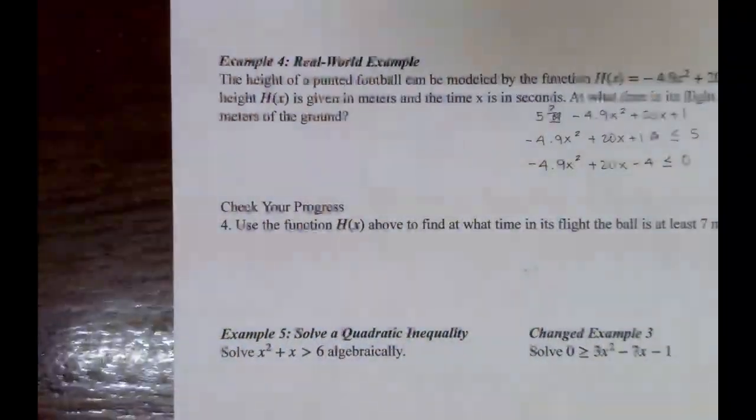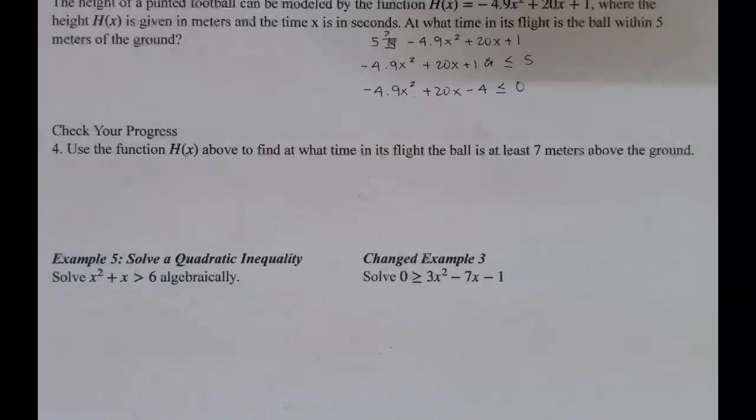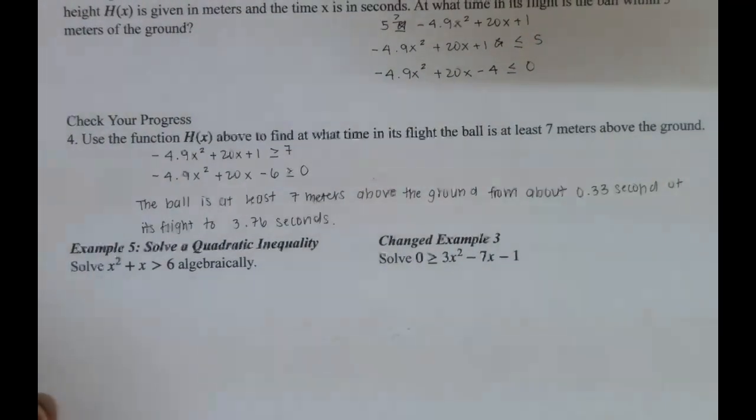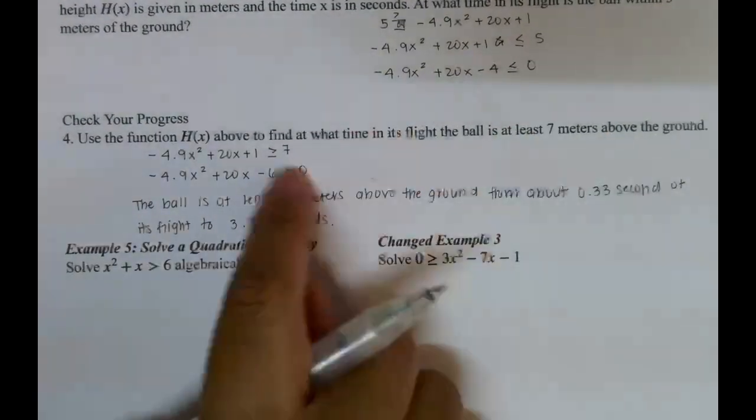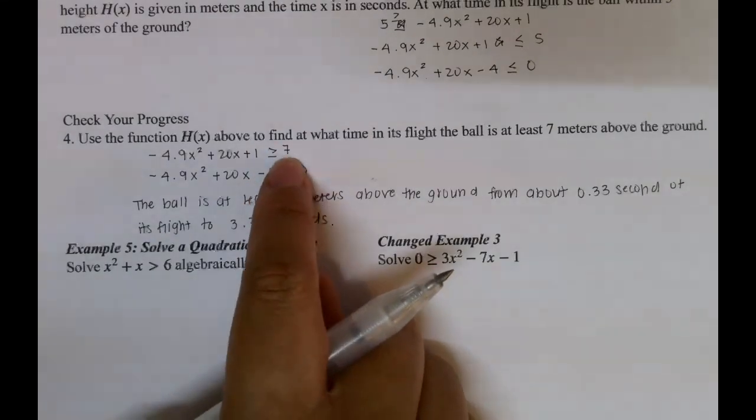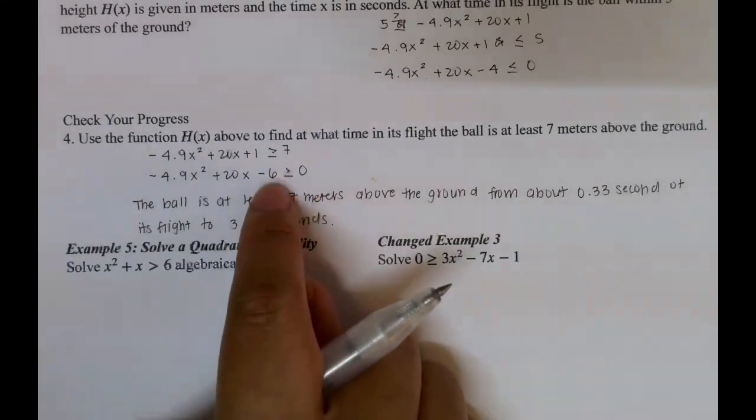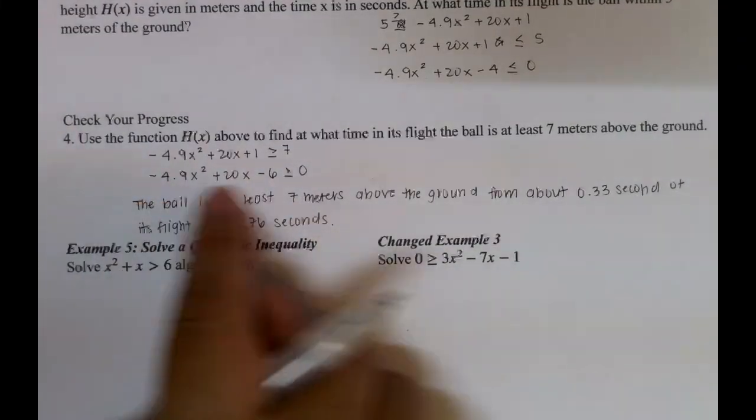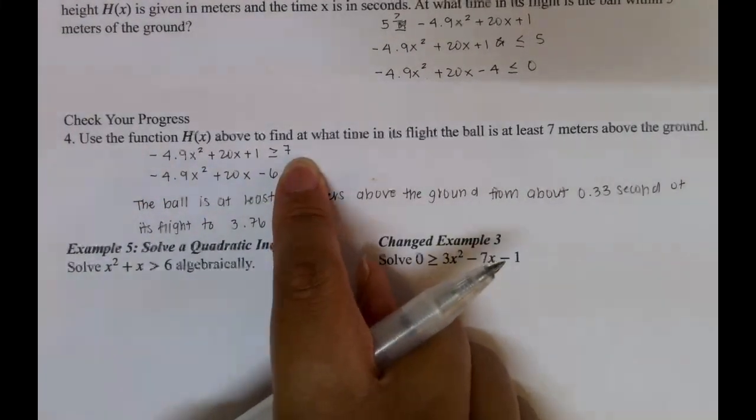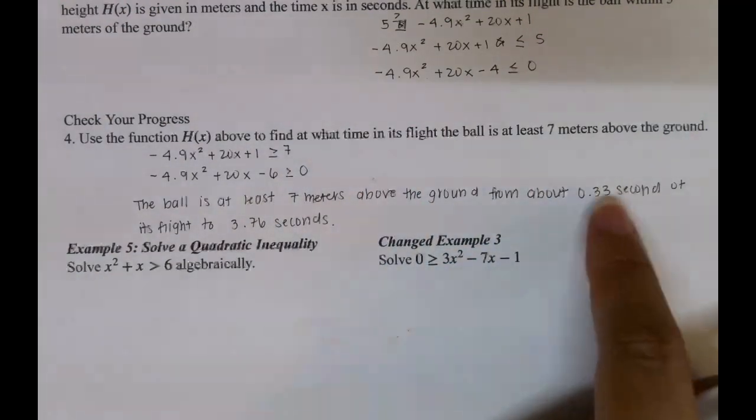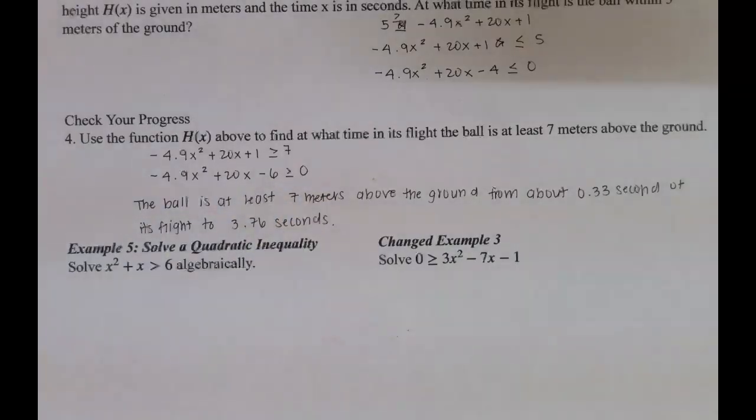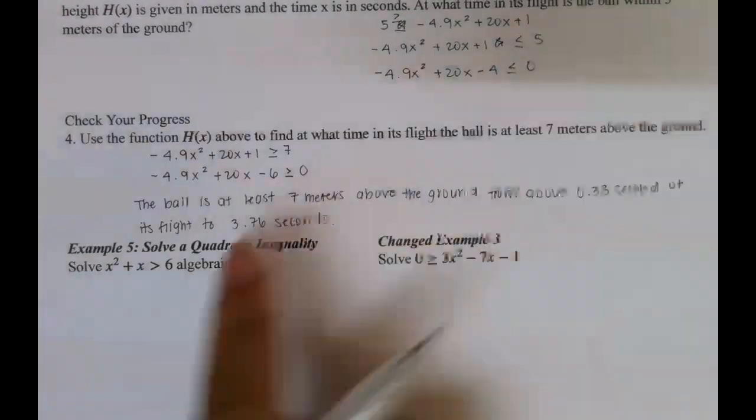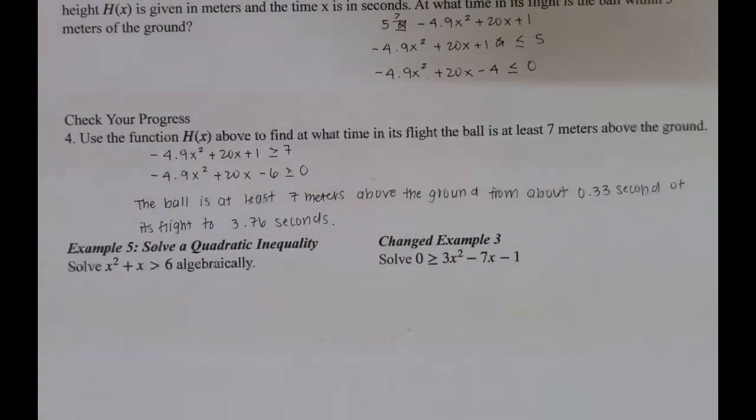Okay, so then I'm going to have you try CYP4, and then once you're done, come check your answer. Okay, this is what you should have gotten for 4. Since we want it to be at least 7 meters above the ground, that's why the height is going to be greater than or equal to 7. Subtract the 7 on both sides, that gives me my negative 6. And then when I graph this, the parts that are above the x-axis are going to be between 0.33 and 3.76, which means the ball is at least 7 meters above the ground from about 0.33 seconds of its flight to 3.76 seconds. Okay.